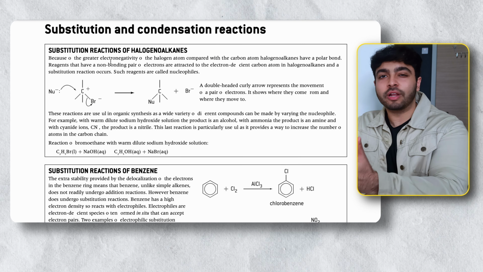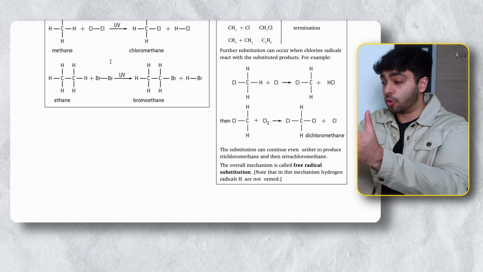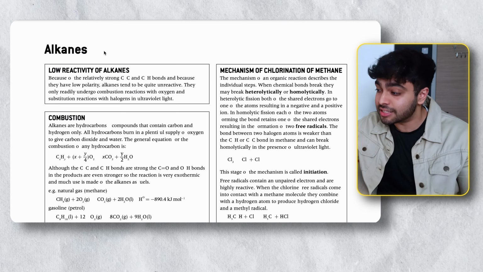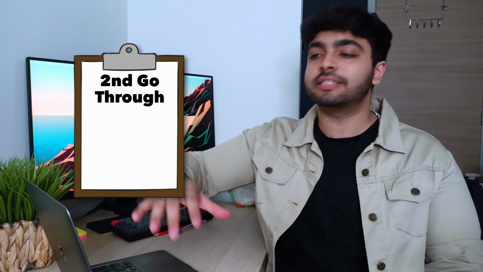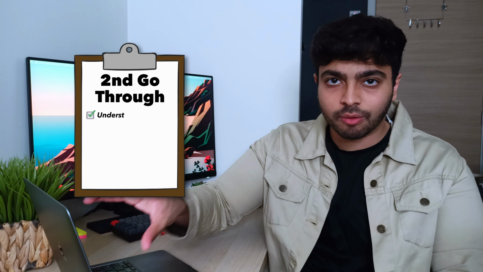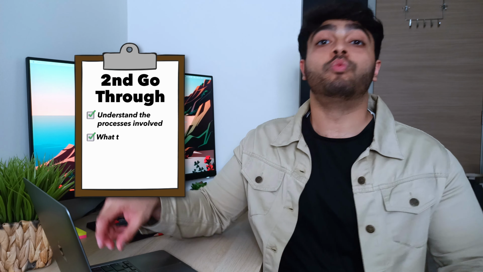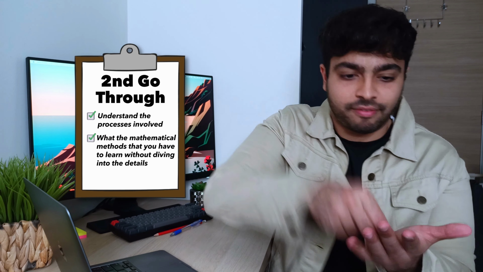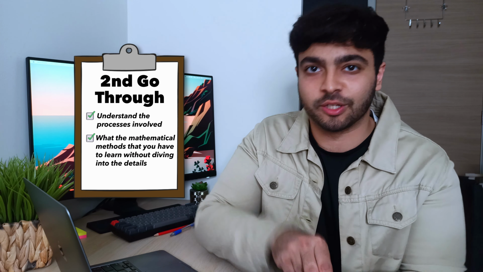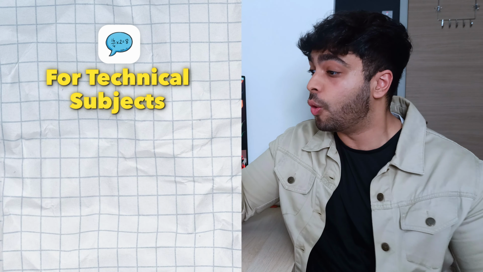Oh, and by the way, I'm only giving myself 15 to 30 minutes to go through this chapter for the second time because it constricts the amount of time and it stops me from diving into too much detail. It allows me to simply go through this chapter, understand what the processes involved are, and what the mathematical methods that I have to learn are as well, without me then diving into each formula, how it works, and every single detail about it.